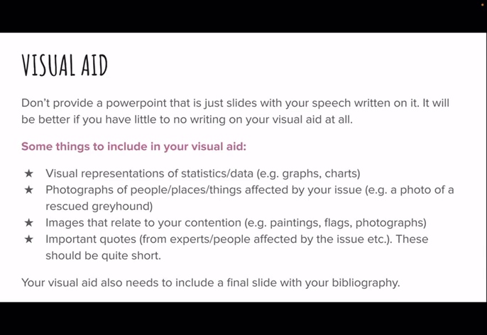Some things that you could include in your visual aid include visual representations of statistics or data. So you're looking for things like graphs and charts that demonstrate or highlight the differences or the similarities between statistics and data. Photographs of people or places or things that are affected by your issue. So for example, if you're doing greyhound racing, you might have a photo of a rescued greyhound. Images that relate to your contention or to your issue, so paintings, flags, photographs, that sort of thing.